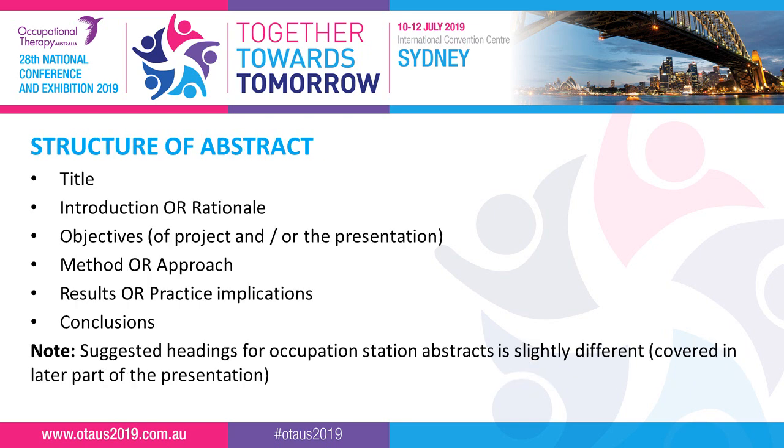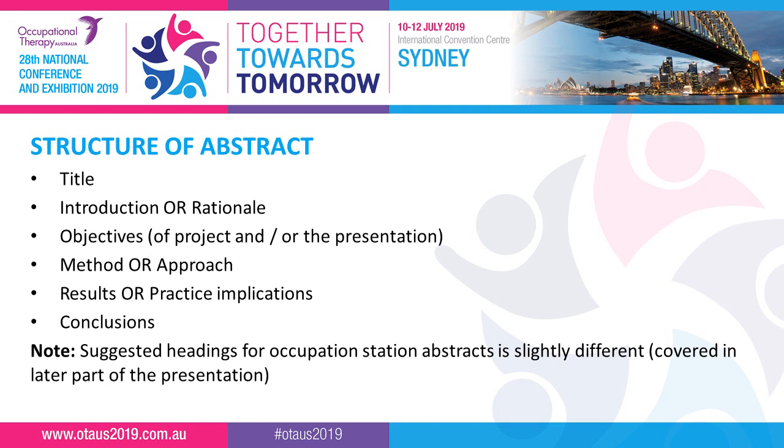So the structure of your abstract, you should start with a title. It's not actually in your abstract, but your title is really important. And then an introduction or a rationale for your project, and you select one of those. So you don't have introduction or rationale as your heading. You will have introduction as your heading, or you will have rationale as your heading.